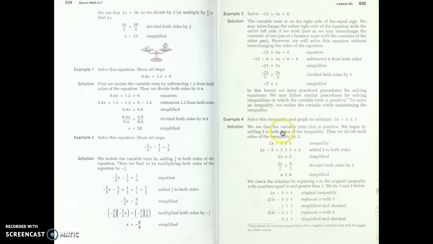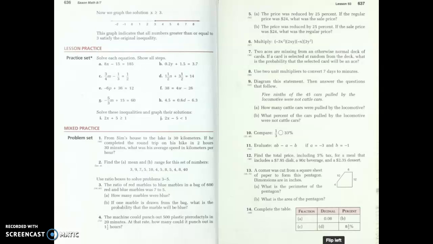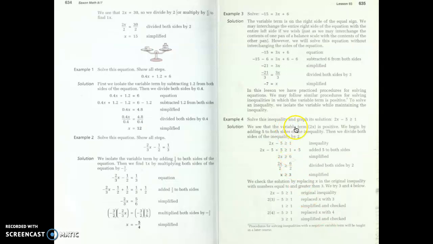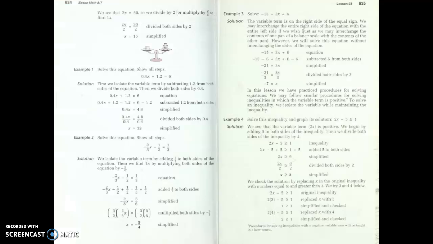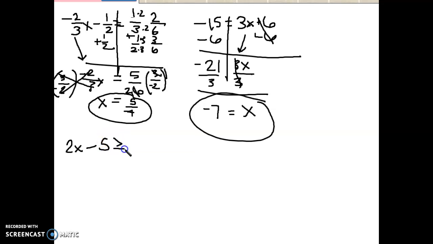So our final example, at least I think our final example, is solving an inequality and then graphing its solution. So we're going to treat this just like we would a normal equation, isolating x and then dividing by 2. And then we're going to graph it on a number line. So let's go ahead into the whiteboard. 2x minus 5 is, what was it? Greater than or equal to 1. So just treat it like you would an equal sign.